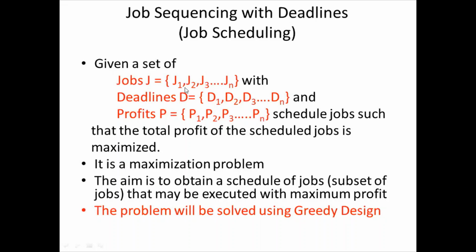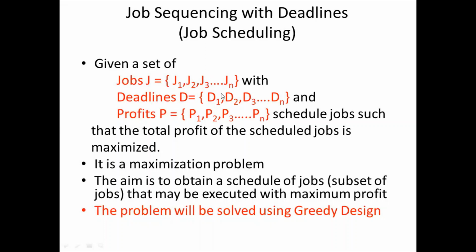You're given a set of jobs named as J1, J2, J3, so on to JN. The deadlines of these jobs are also given. They're named as D1, D2, D3, so on to DN respectively. The profits of these jobs are given, which are named as P1, P2, P3, so on to PN.